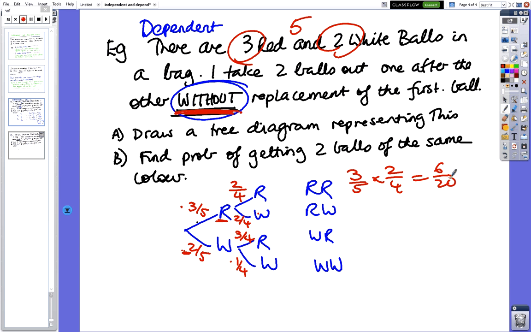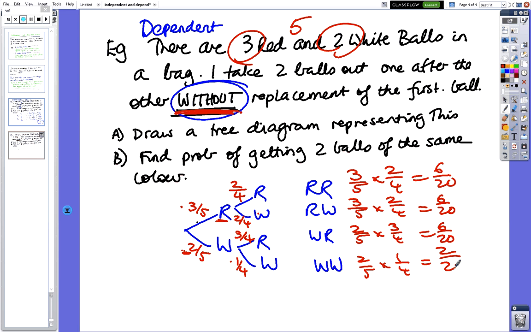I won't worry about cancelling down at the moment. 3 fifths times 2 quarters equals 6 over 20. 2 fifths times 3 quarters equals 6 over 20 again. And 2 fifths times 1 quarter equals 2 over 20. And they add up to 1. And then you just cancel down. So that's 3 tenths, 3 tenths, 3 tenths, 1 tenth.